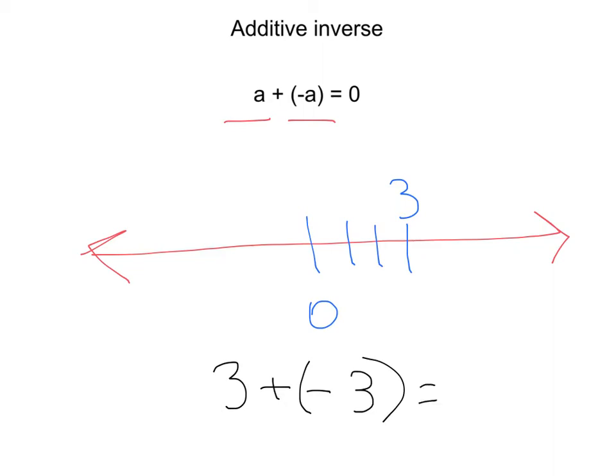we have our positive 3. Now to go negative 3, we go 1, 2, 3, that ends us at 0. So anytime that you add a number and its opposite, you're going to end up at 0. And to remember that, you can picture the number line. If you start at 0 and you move one direction, and then you add the opposite, it's going to take you back the other direction, ending you at 0.